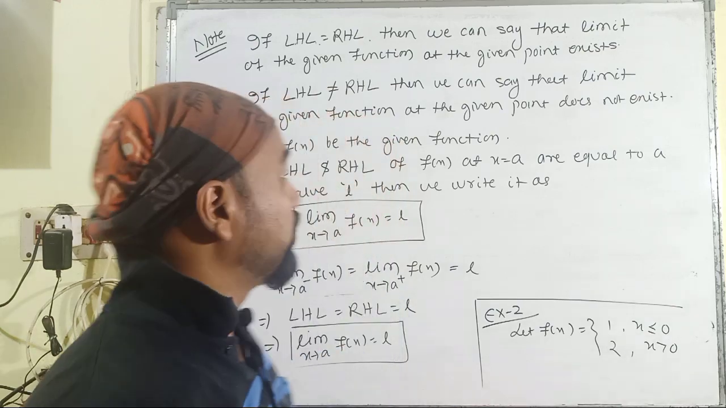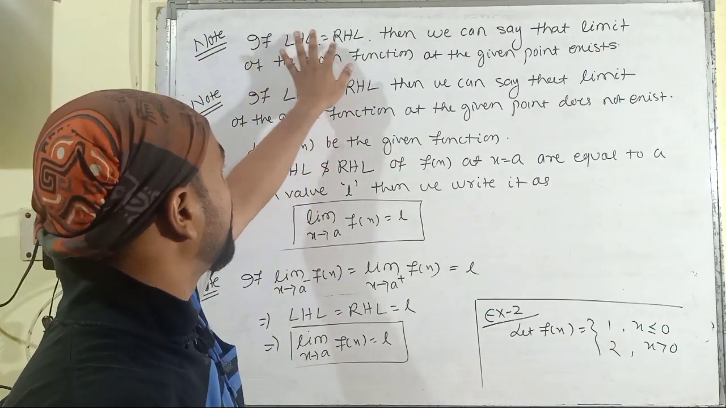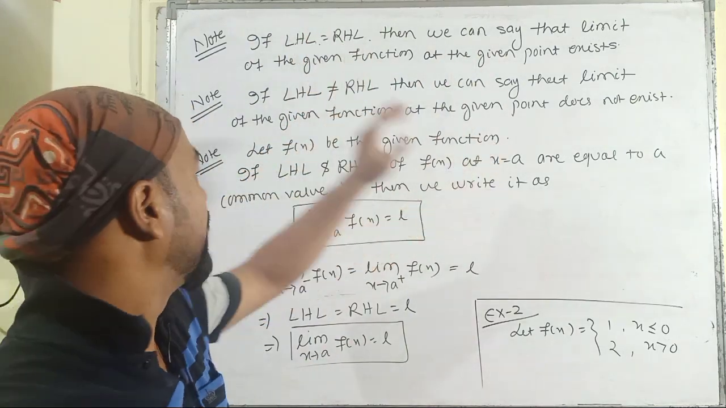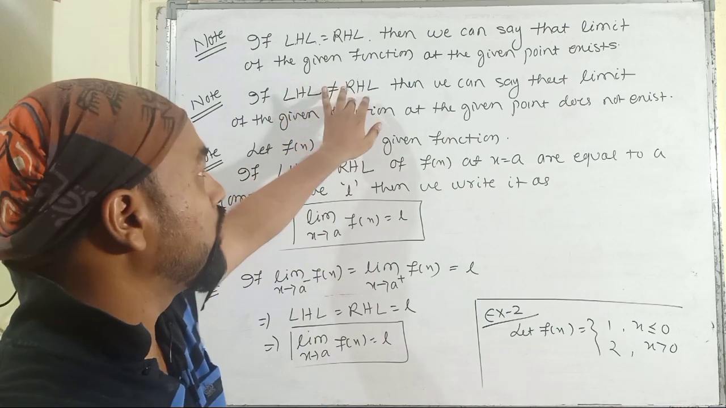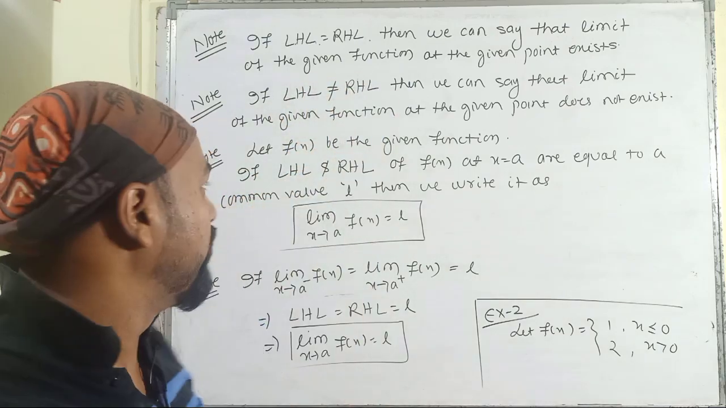So here these are the basic concepts based upon the existence of a limit. If the left hand limit is equal to the right hand limit, then we can say that the limit exists at that point. If the left hand limit is not equal to the right hand limit, then we can say that the limit does not exist at the given point.